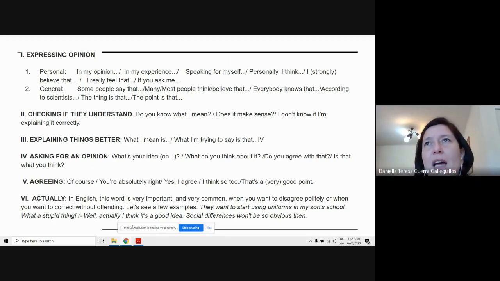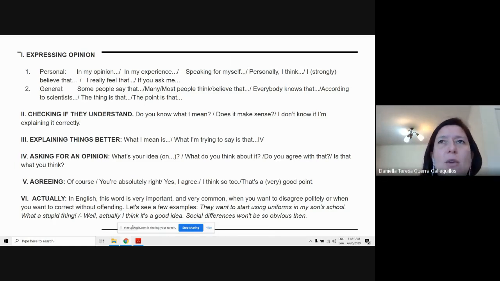What's your idea about this? What do you think about it? Do you agree with that? Is that what you think? Si estás de acuerdo, te están a ti pidiendo la opinión, tú dices, of course, you're absolutely right. Yes, I agree. I think so too. That's a very good point.